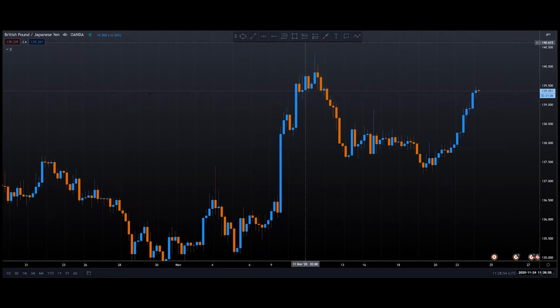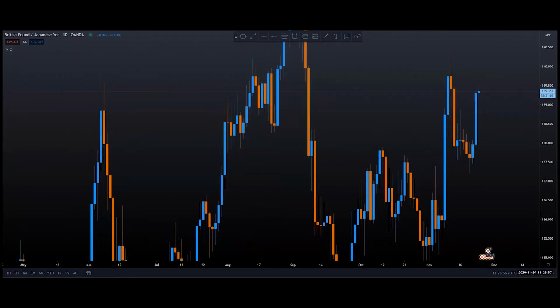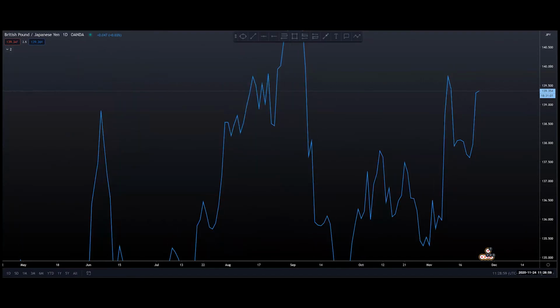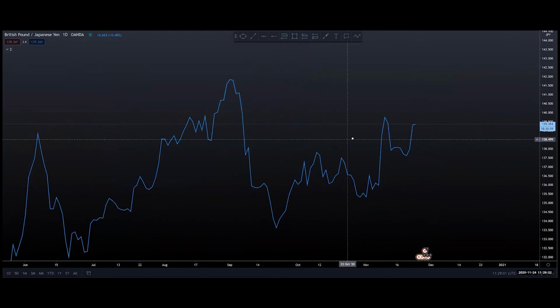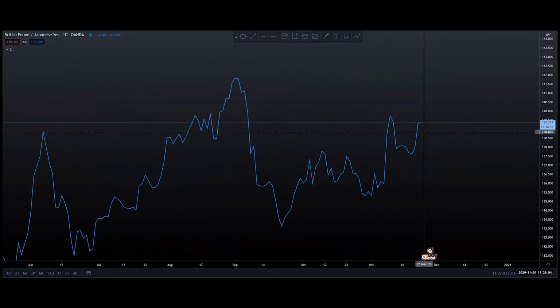So normally what I do is I'll start on the daily, then I'll put on the line chart so that it's a lot easier and faster to see the levels. So I always start on the right side because that's where the most recent price action is. And then I will look left to find the common points where price touch.